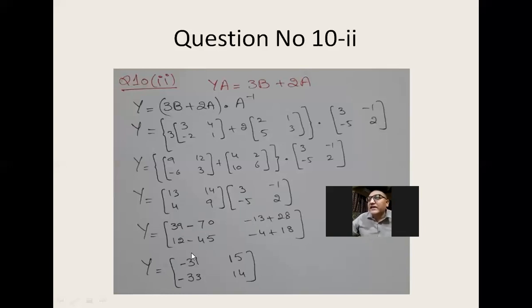So you will have 39 minus 70, that's -31. -13 plus 28, that's 15. 12 minus 45, that's -33. And -4 plus 18, that's 14. So you found the value of the y. My dear students, I hope you understand this question. So this is question number 10, its second part. Hopefully you understand.